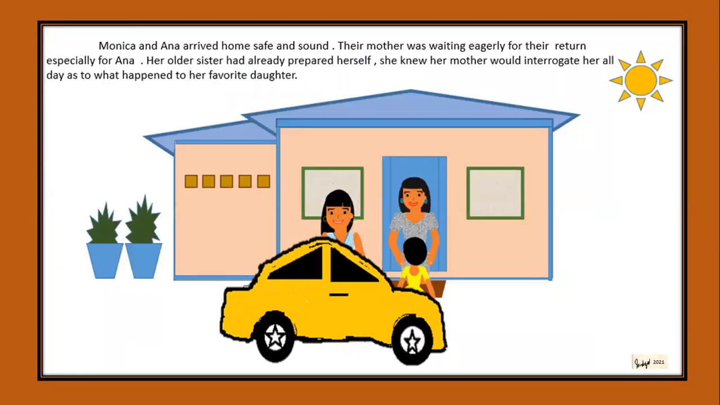Monica and Anna arrived home safe and sound. Their mother was waiting eagerly for their return, especially for Anna. Her older sister had already prepared herself. She knew her mother would interrogate her all day as to what happened to her favorite daughter.